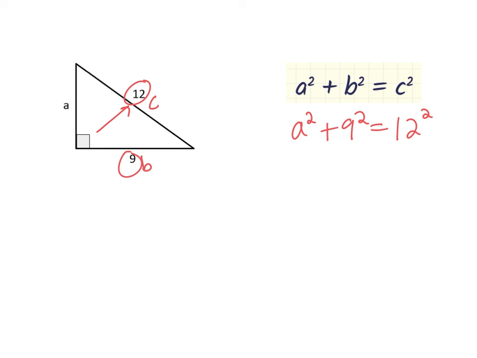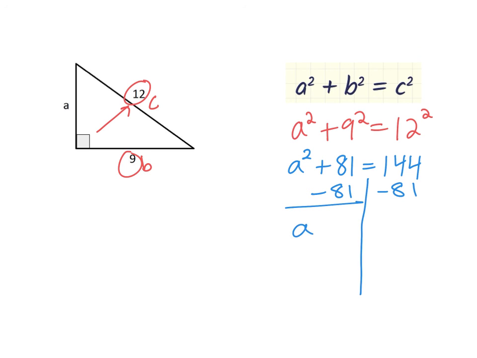My next step, I'm going to simplify. Instead of 9 squared, I'm going to write 81, and instead of 12 squared, I'm going to write 144. That's just 12 times 12 and 9 times 9. To solve for A, I need to get rid of this plus 81, so I'm going to subtract 81 from both sides. I'm left with A squared equals 144 minus 81. Use a calculator if you need to. It is 63.